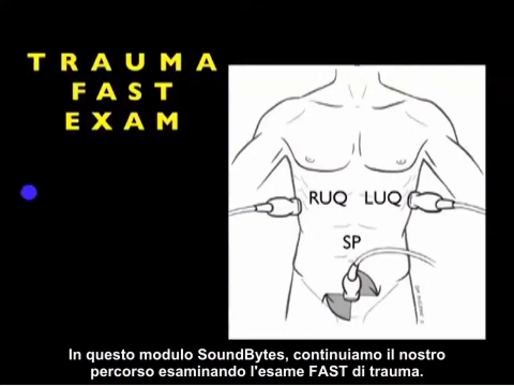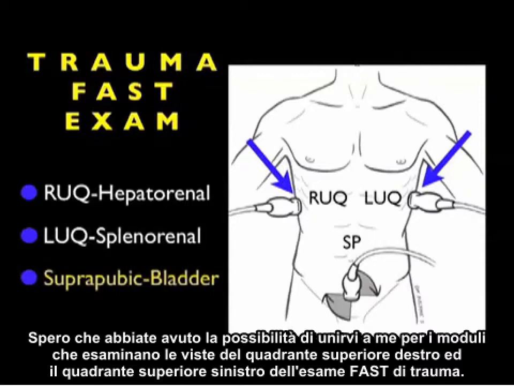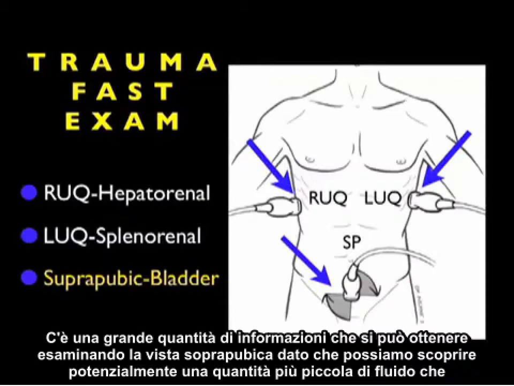In this Soundbites module, we'll continue our journey looking at the Trauma FAST exam. I hope you've had a chance to join me prior for modules looking at the right upper quadrant and left upper quadrant views of the Trauma FAST exam. In this module, we'll specifically look at the suprapubic view, also known as the bladder or pelvic view of the Trauma FAST exam.